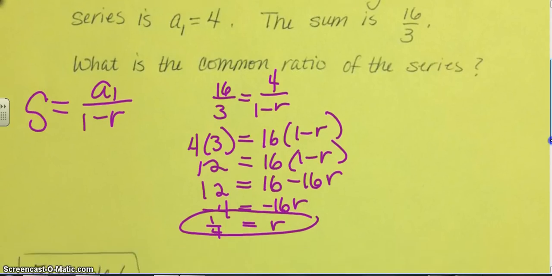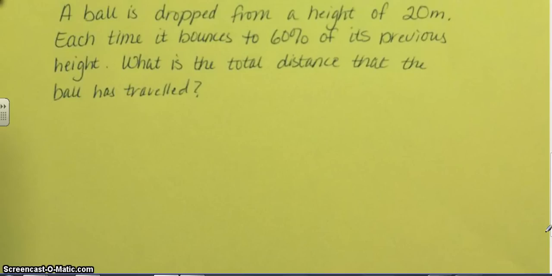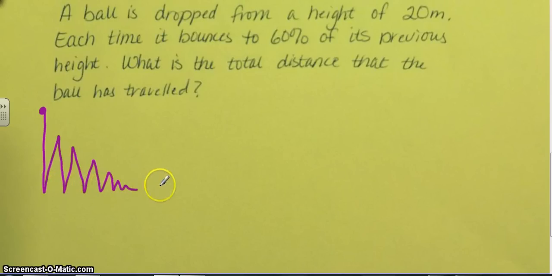We have one more problem. This one's a story problem. A ball is dropped from a height of 20 meters. Each time it bounces to 60% of its previous height. What is the total distance that the ball travels? So we have a ball. It's being dropped up here. From here, it's coming down. It's bouncing up 60%. It's bouncing down again, bouncing up 60%, bouncing down, and so on until finally it's going to come to the end. Now, it's not going to go bouncing out like this. I just did that for a demonstration. It's just going to be going straight up and down.